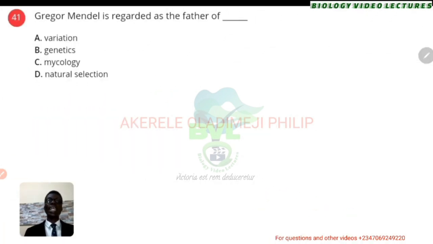Gregor Mendel is regarded as the father of genetics because he was the one that did a lot of crossing: the law of independent assortment, the law of segregation, all of those things. He provided those laws and they are actually really valid.